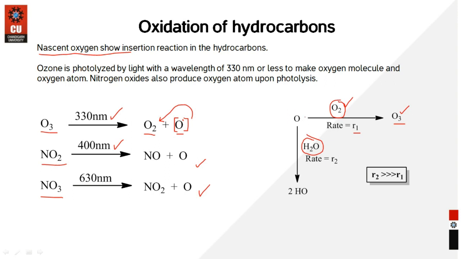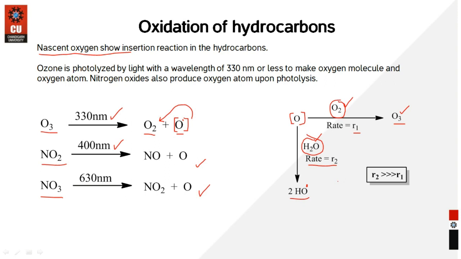Here also, the nascent oxygen may react with water and break water into two OH radicals, and the rate of reaction is R2. So both the reactions are feasible when we have nascent oxygen in the environment.